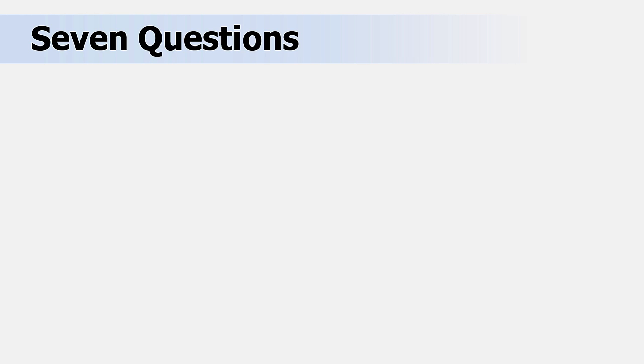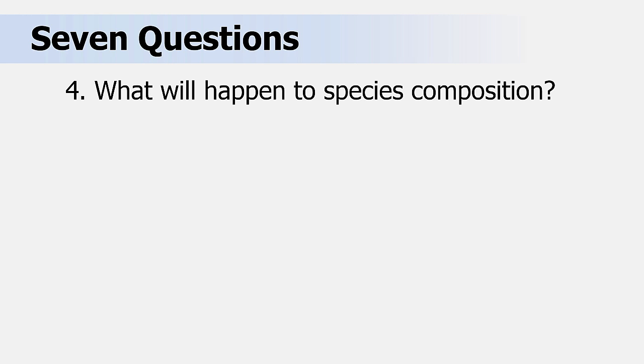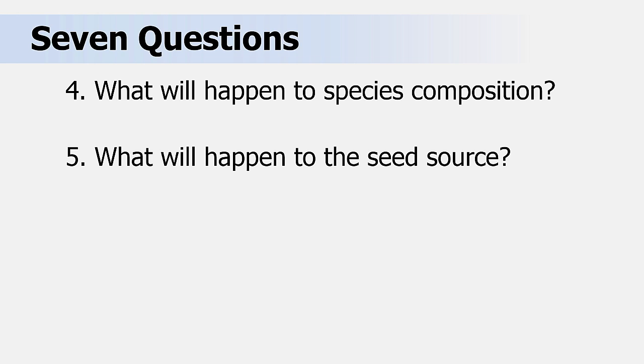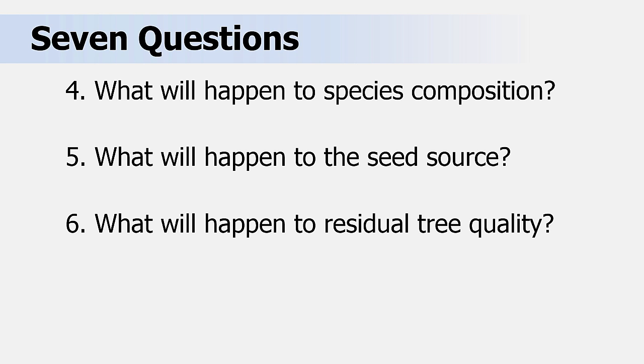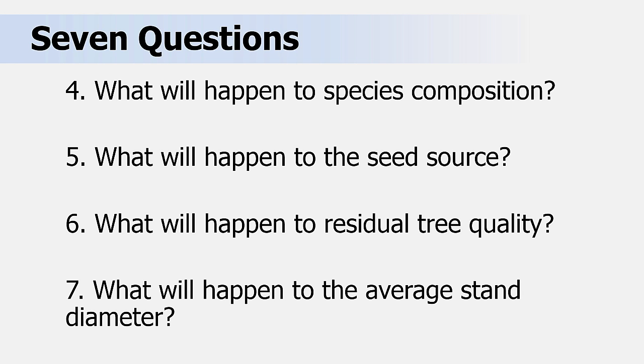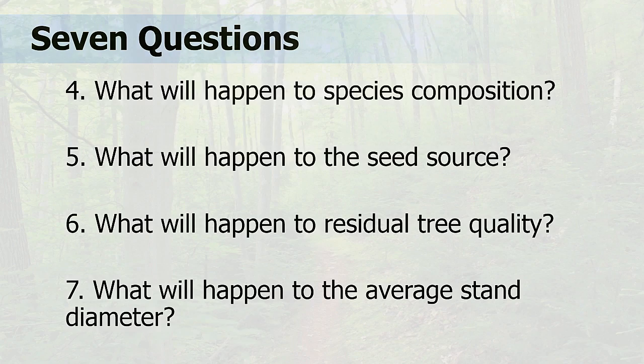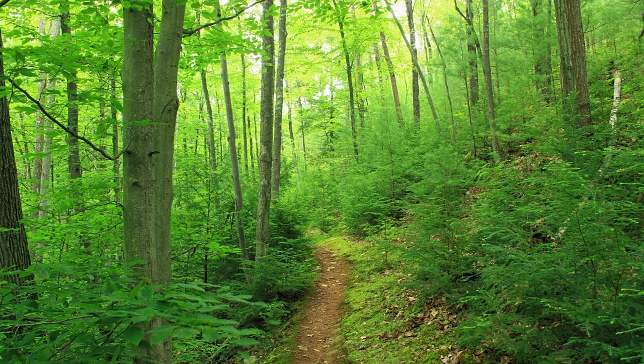Question number 4 asks, what will happen to species composition? Number 5, what will happen to the seed source? Number 6, what will happen to the residual tree quality? And last, what will happen to the average stand diameter? By asking these 7 questions or using the acid test, forest managers can successfully think ahead to the impact cutting will have on a timber stand.